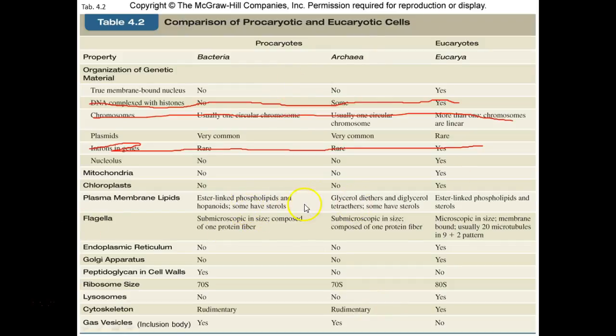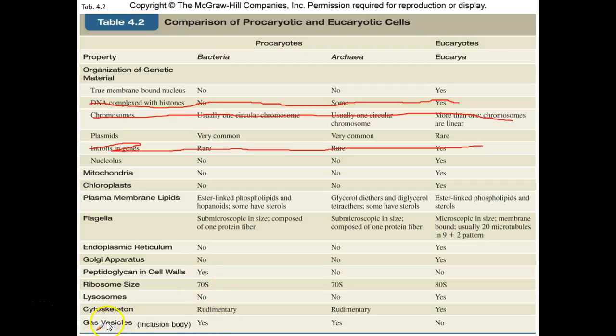So remember, those membranes are distinctly different in their bonding and what they're made out of. Flagella are teeny tiny, submicroscopic, and made of just one protein fiber for all prokaryotes. Where eukaryotes, as I said, you have those microtubules in that 9+2 pattern. Endoplasmic reticulum, Golgi apparatus, these are organelles, right? So we expect to only find these in eukaryotes, in the domain Eukarya. Again, notice the size of the ribosomes and the fact that only peptidoglycan is found in bacteria, right? That's a defining characteristic of bacteria.